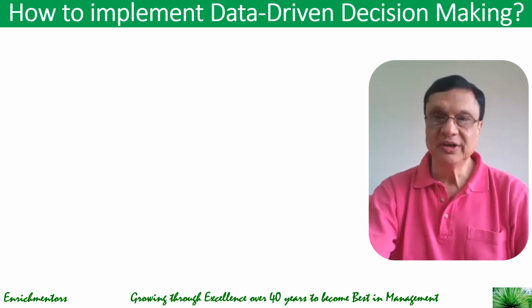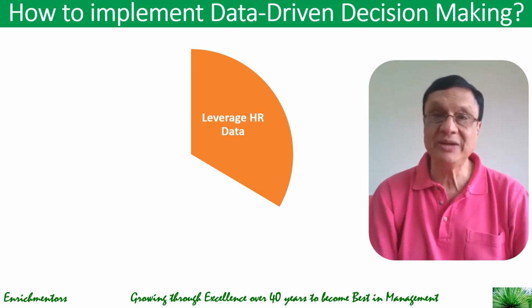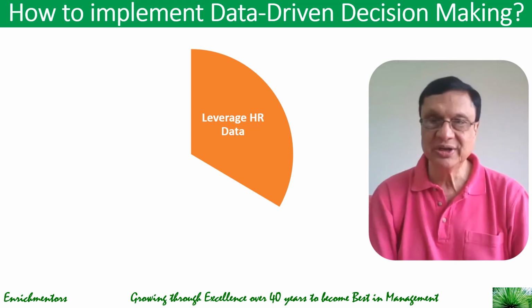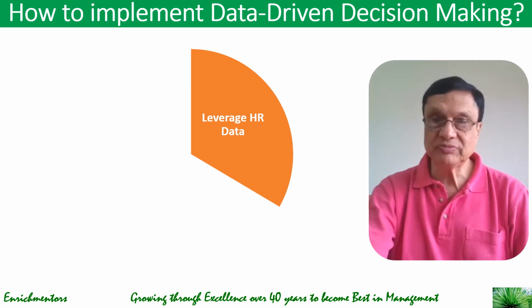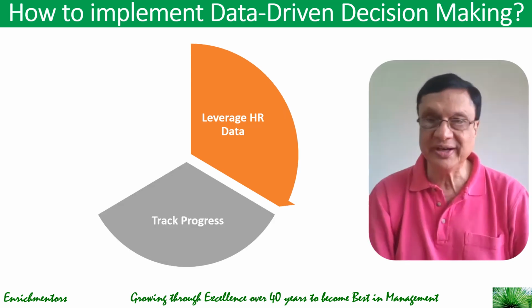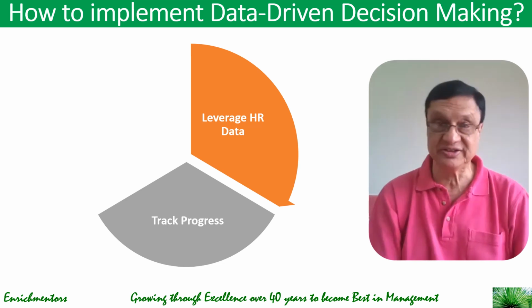So, any thoughts on how to implement data-driven decision making? First thing you need to do is to use analytics and data from your HR systems to make informed decisions. For example, analyze data on employee engagement, retention rates and performance metrics to understand areas where agile HR can improve outcomes. Second, you need to regularly track KPIs, key performance indicators related to HR functions. These KPIs could be time to hire, employee engagement, retention rates.